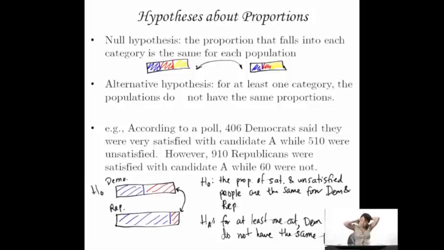Okay, so note that in the case of 2, once the proportion of one category changes, the other one automatically changes, right? So if we somehow were able to change how satisfied the Democrats were with candidate A, we would also see the proportion of unsatisfied people automatically change, right? That's in the case of 2 categories. But in the case of multiple categories, maybe 2 might change, but the others may not change, right? So in that way, this would be a more general way of saying the alternative hypothesis.